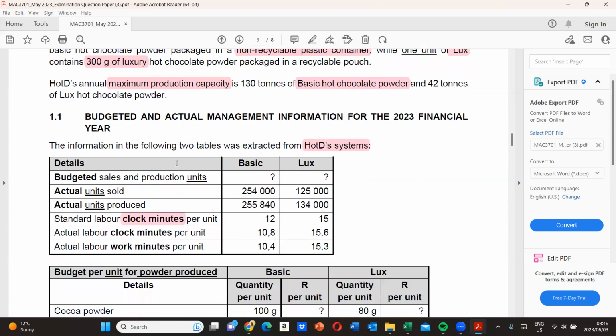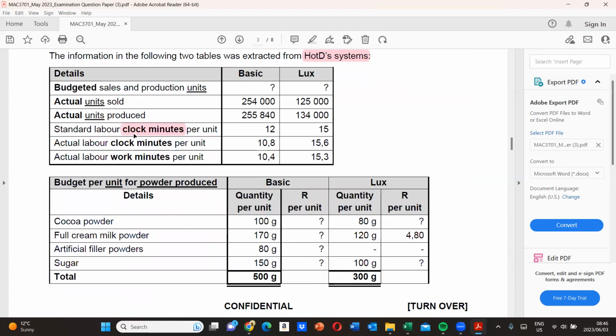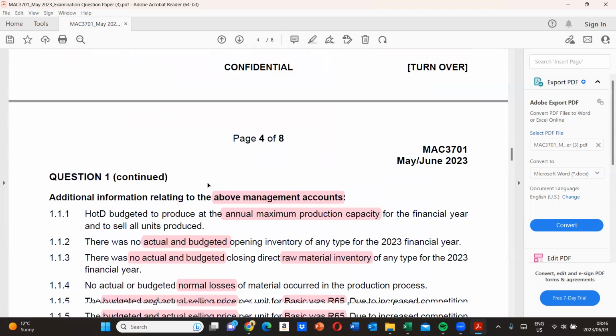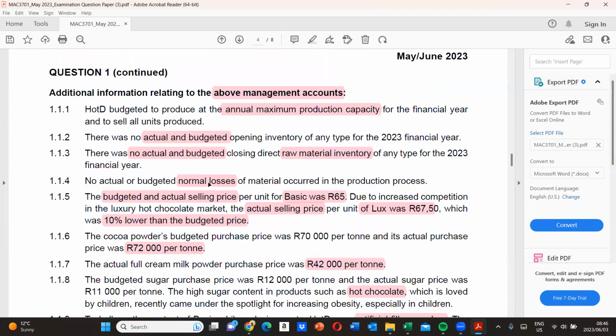But anyway, we're looking at the labor hours. Now this is per unit. What is the budgeted production, the units that they actually produce there? Let's quickly see if we have that type of information.